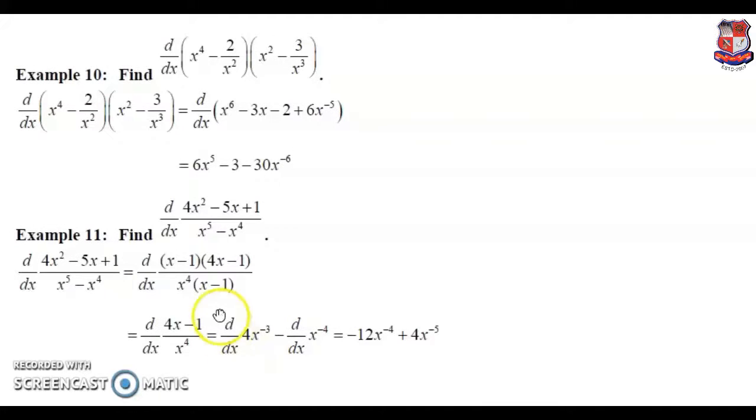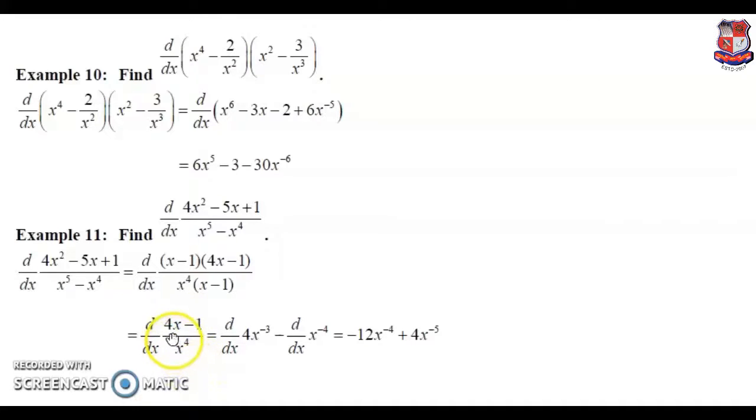Example number 11, find d by dx 4x square minus 5x plus 1 upon x raised to 5 minus x raised to 4. So first we have to find the factors of the numerator function and the denominator function. For the numerator, the factors of 4x square minus 5x plus 1 are x minus 1 and 4x minus 1. Because of the last term we multiply with 4 and find the factors of 5: 4 1s are 4, and 4 1 5, and 4 into 1 is 4. So the factors are x minus 1 and 4x minus 1. In the denominator, x raised to 4 we take common, so the remaining factor is x minus 1. Numerator and denominator x minus 1 cancel, so the remaining term is d by dx 4x minus 1 upon x raised to 4.